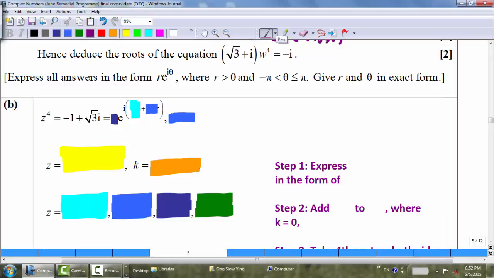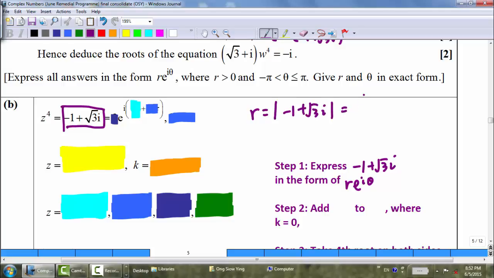Step 1: you express this complex number, which in this case is minus 1 plus square root 3i, in the form re^(iθ). And what is r? r is just the modulus of minus 1 plus square root 3i. If you work it out correctly, it's the square root of (minus 1) squared plus the square of square root 3, which is just positive 2. And what is theta?